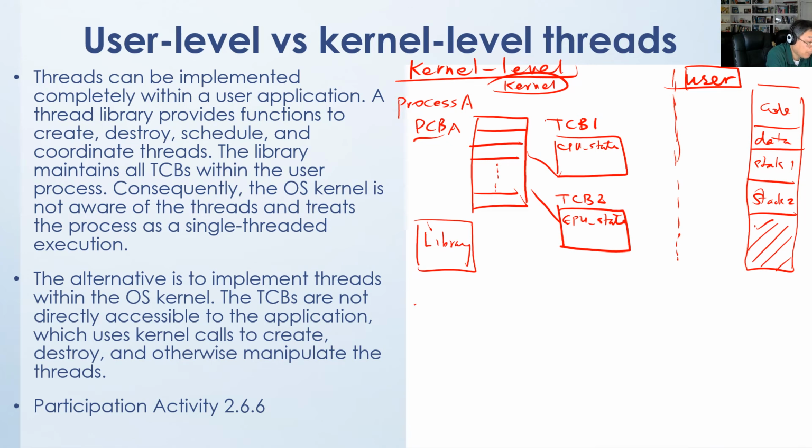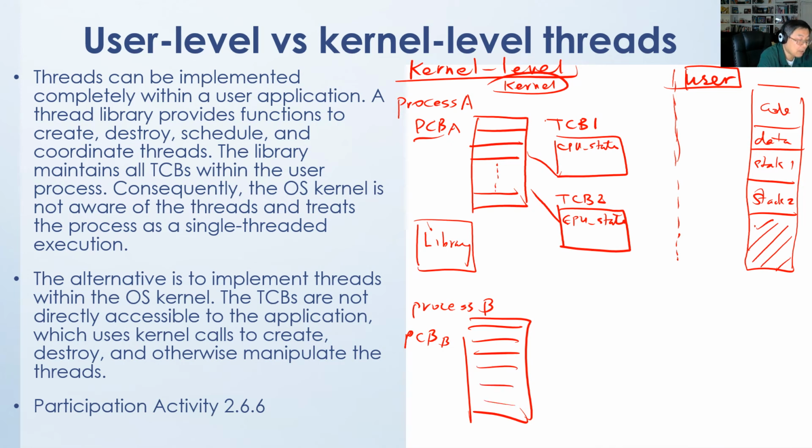Now suppose I have a process B created, and there's a PCB B, right? And then this is it. Process B could be multi-threading as well, but let's say process B has only 1 thread of control, just 1.